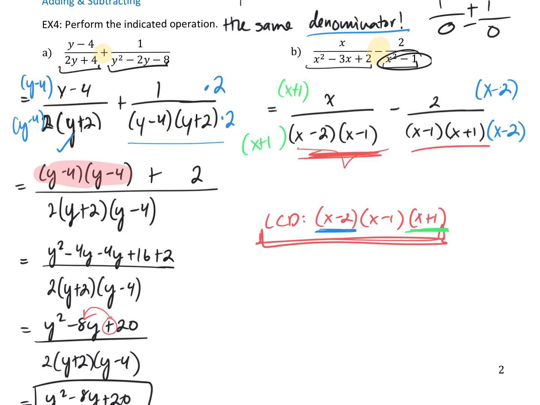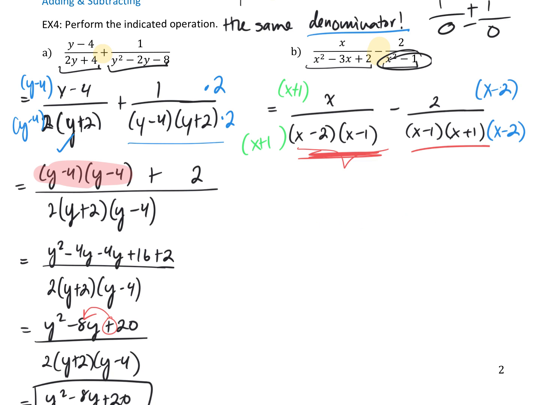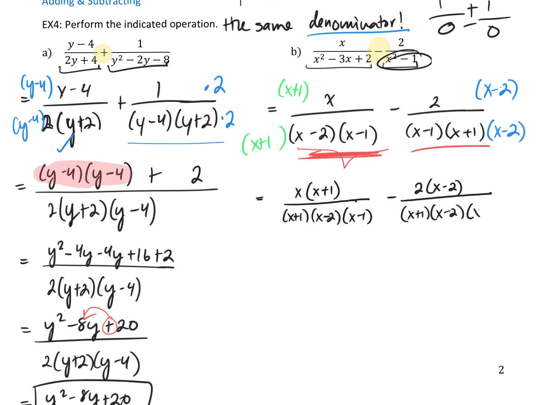So let's go ahead and erase this out. I'm going to write that in-between step that I mentioned in the other problem that I skipped over. This is going to be x times x plus 1 divided by x plus 1 times x minus 2 times x minus 1. Make sure our fraction signs are long enough. 2 times x minus 2 divided by x plus 1 times x minus 2 times x minus 1. Okay, let's check. Are my denominators exactly the same? Yep, this is the exact same as this, so I can go ahead and subtract between these two.